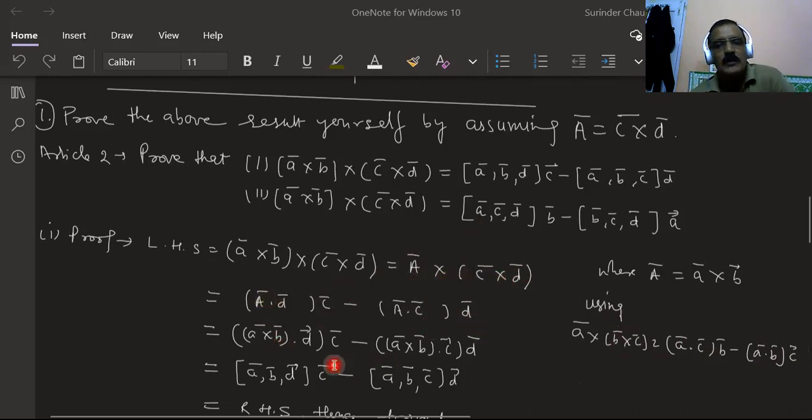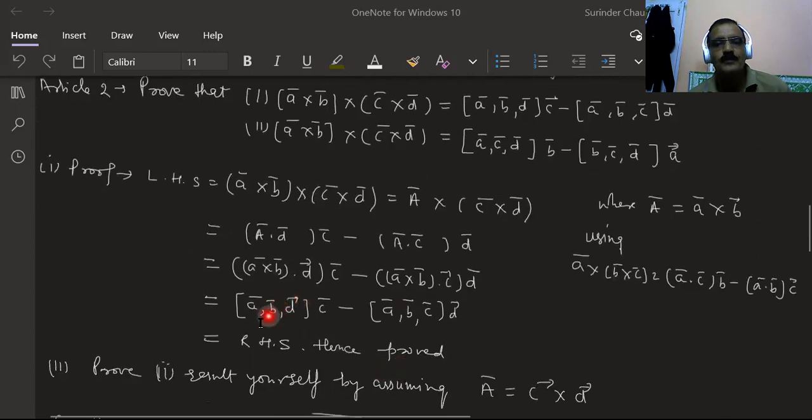Now again substitute the value of the A vector. Capital A equals A cross B, dot D, and similarly here A cross B dot C. So this will become A B D, the scalar triple product of A B D. This is a scalar quantity, a real number. Times the C vector, minus A B C, the scalar triple product of A B C, times D, which is equal to the right hand side.